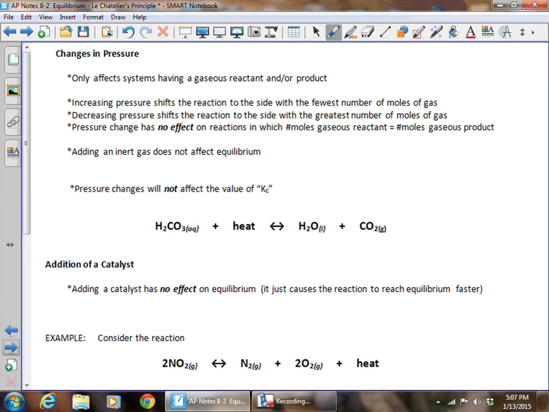Now, pressure only affects gaseous systems. If there is no gas in the system, then changes in pressure are not going to affect it at all. If you increase the pressure, it's going to shift, trying to get rid of stress, if you want to think of it this way. Increasing pressure shifts the reaction to the side that has the least number of moles of gas. If you think about that, it makes sense: increasing the pressure, I'm going to shove it to the side that has the least amount of gas. Decreasing pressure does just the opposite.